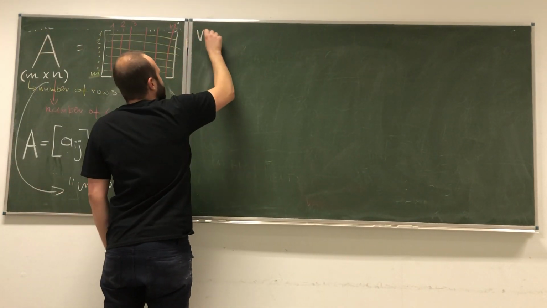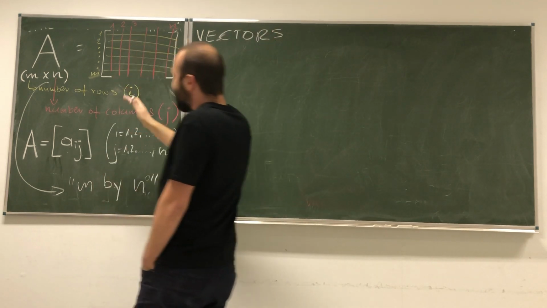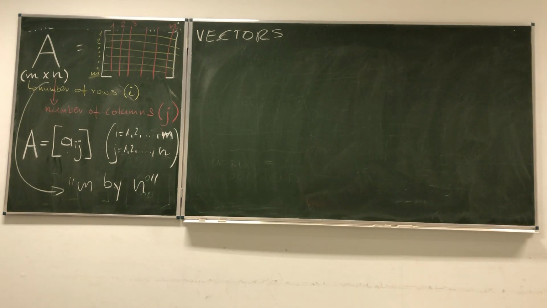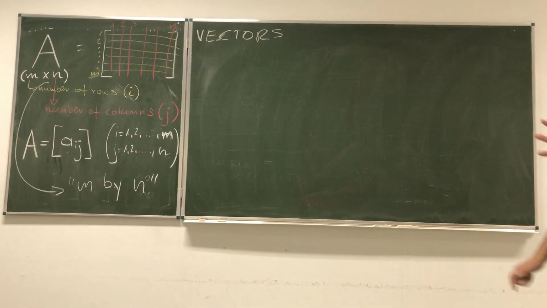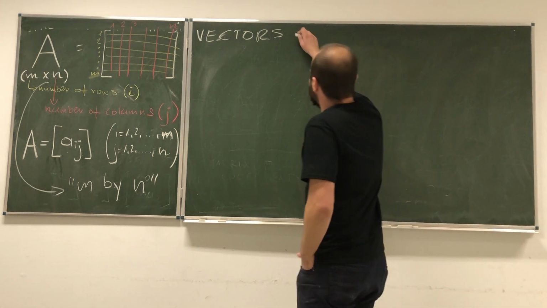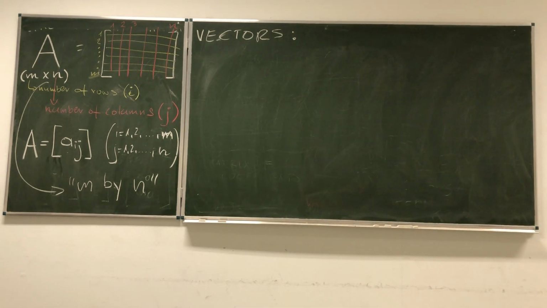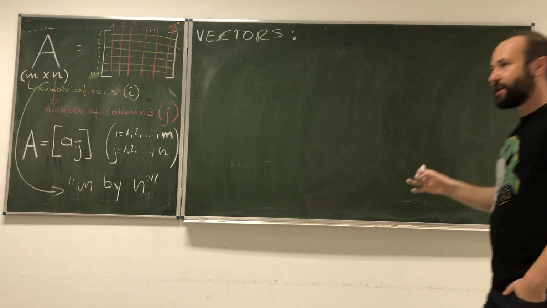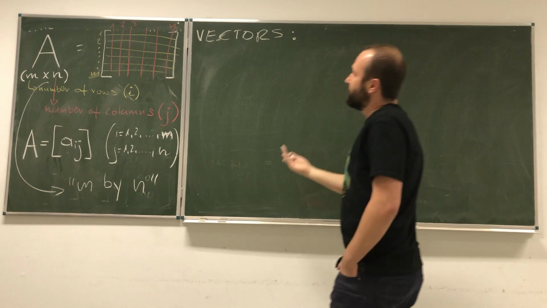So, vectors, unlike matrices, because matrices we will be denoting with capital letters, A, B, and so forth. Vectors, on the other hand, we will be denoting by lowercase letters, like X, V, U. Now, what is a vector? A vector is a type of matrix in which one of the dimensions, so either the number of columns or the number of rows, is equal to 1.